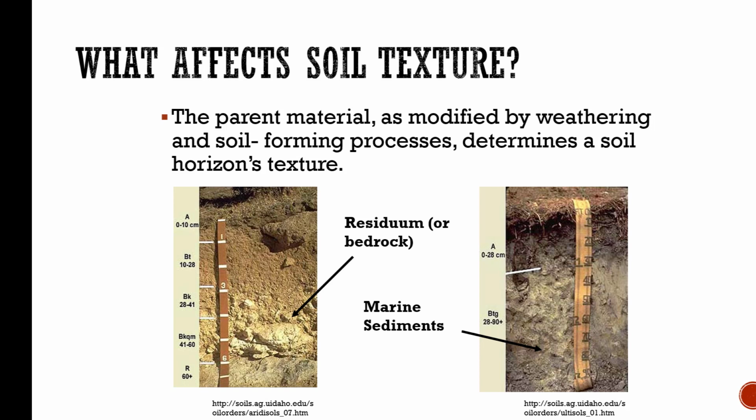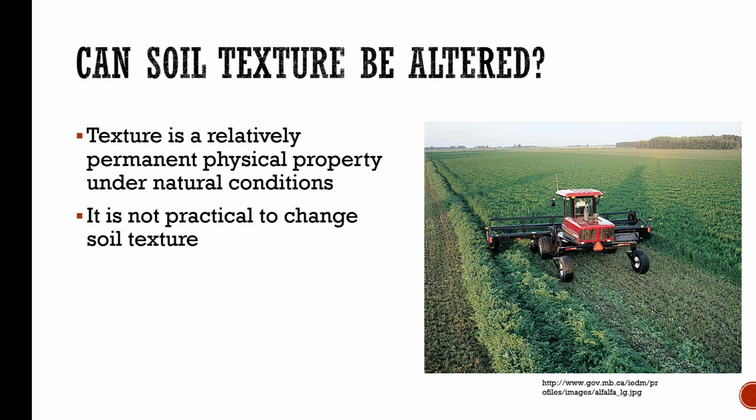So the parent material, of course, weathered plant material and soil forming process determine the horizon's texture. Here's two different types of soils with different plant material. Texture is a relatively permanent physical property under natural conditions. It's not practical to change soil texture. As I mentioned on the first day, if you add sand to clay to try to help with porosity, you're actually going to clog up those pores, and it's going to become concrete.